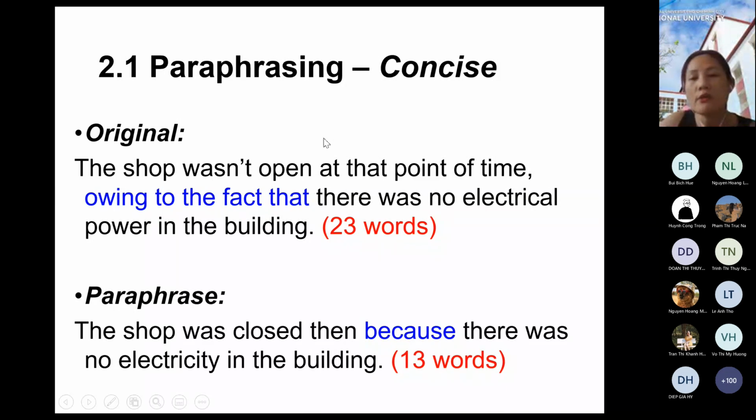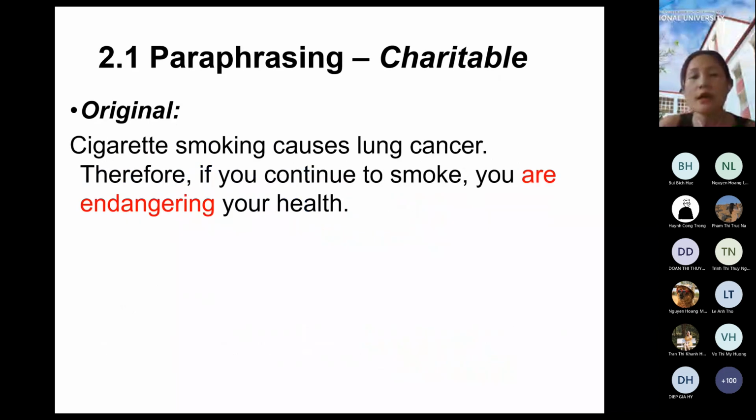So originally you have 23 words, and when you write like this, you have 13 words. So you save nearly half of the statement, isn't it? So concise is when you have information which is clear already, then you can shorten it down, okay? For other cases, later you will see that we may have to apply the principle of charity. And in this example, you will see it somehow conflicts with the previous one about concise.